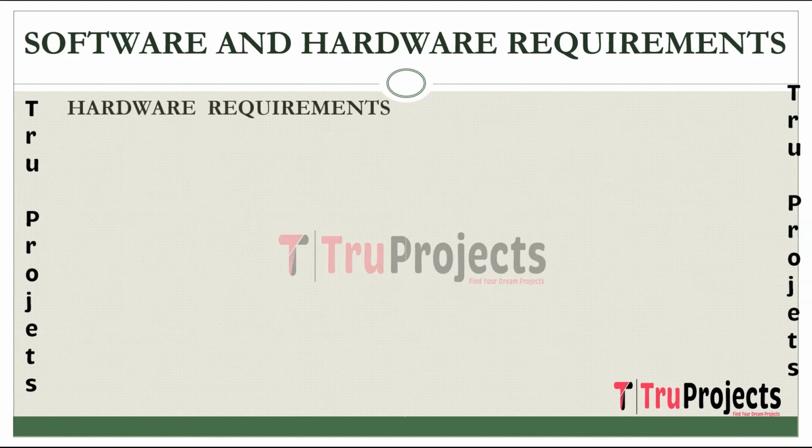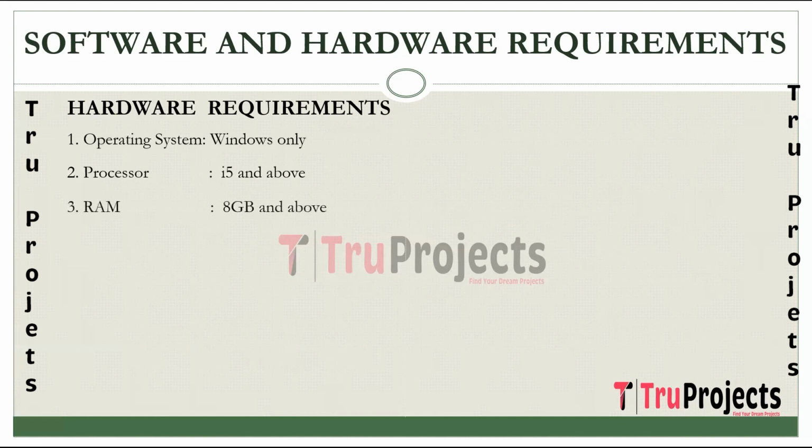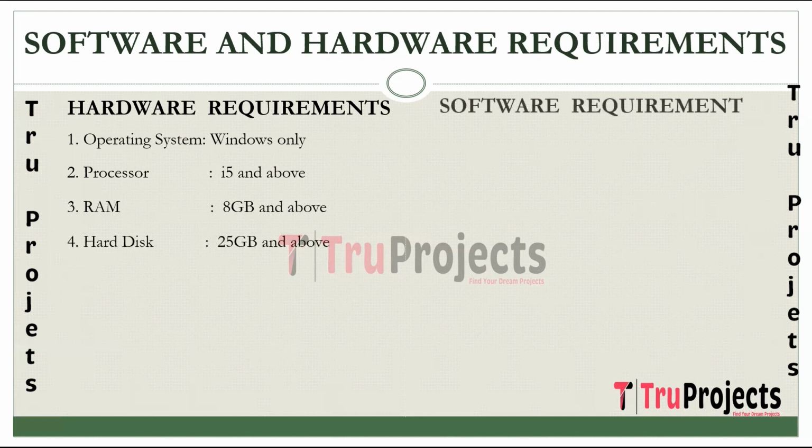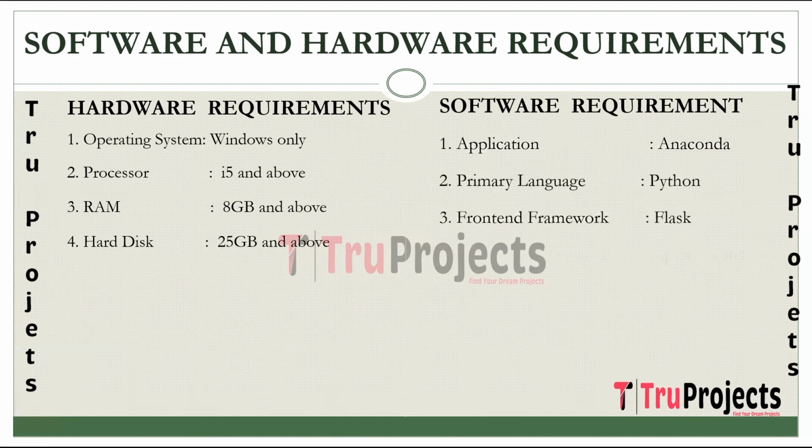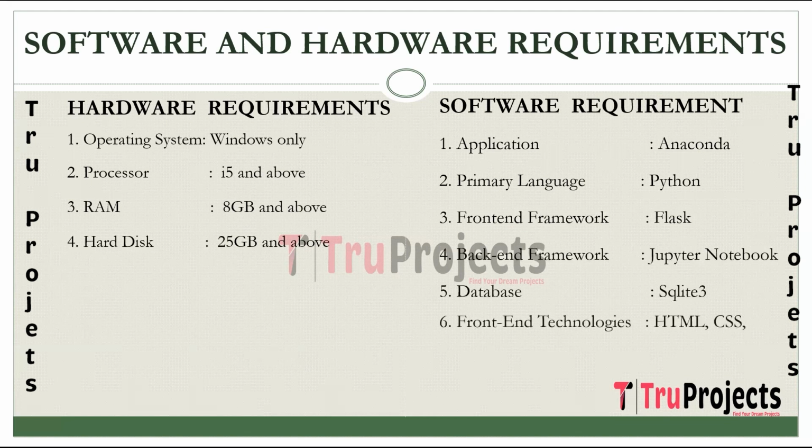Coming to hardware components, we need an operating system of Windows, a processor of i5 and above, RAM of 8 GB and above, and a hard disk of 25 GB and above. Coming to software requirements, we need the application Anaconda, primary language Python, front-end framework Flask, back-end framework Jupyter Notebook, database SQLite 3, and front-end technologies HTML, CSS, JavaScript, and Bootstrap 4.